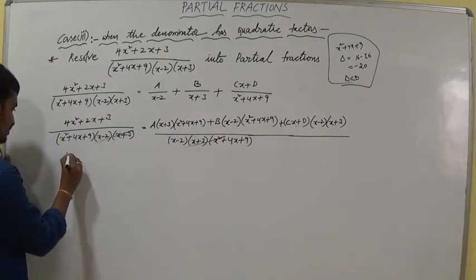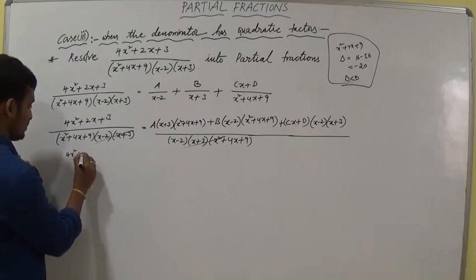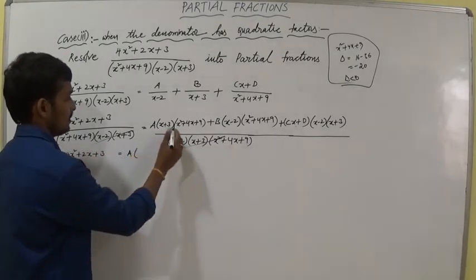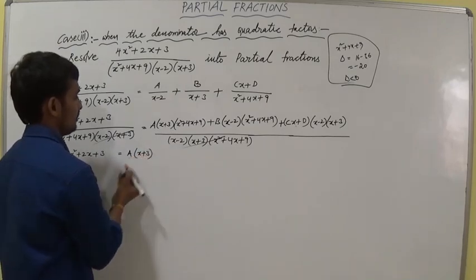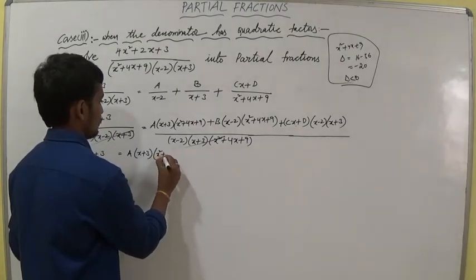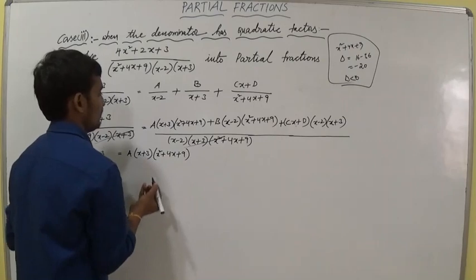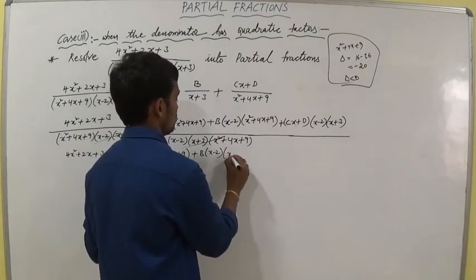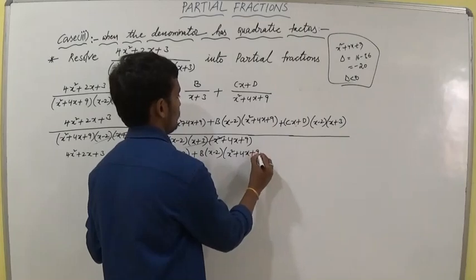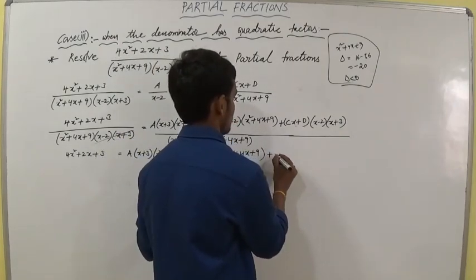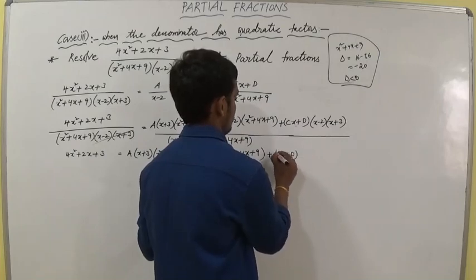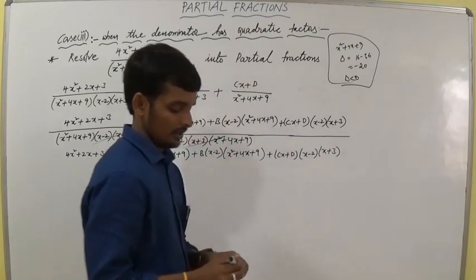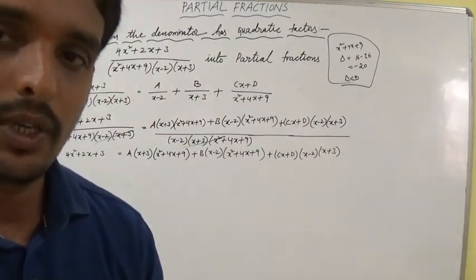So what are you getting? 4x square plus 2x plus 3 is equal to a into x plus 3 into x square plus 4x plus 9, plus b into x minus 2 into x square plus 4x plus 9, plus cx plus d into x minus 2 into x minus 3. Up to here you can do easily.